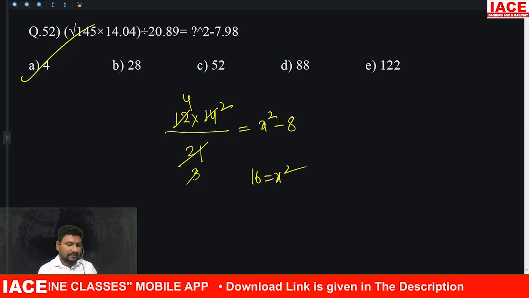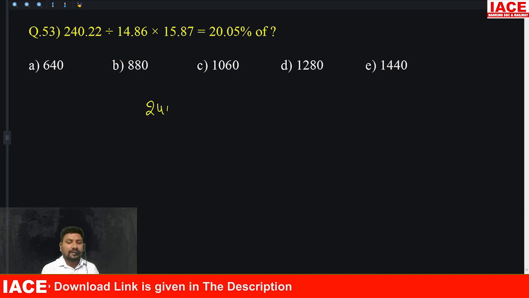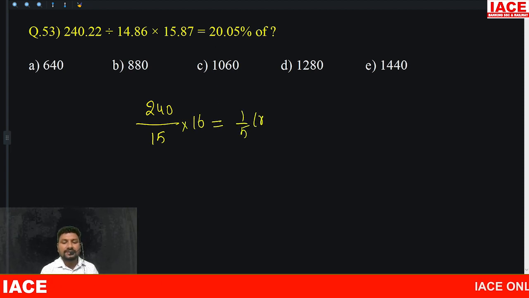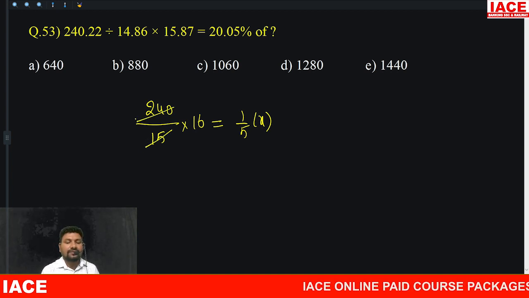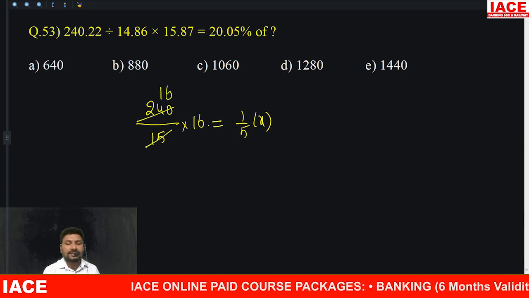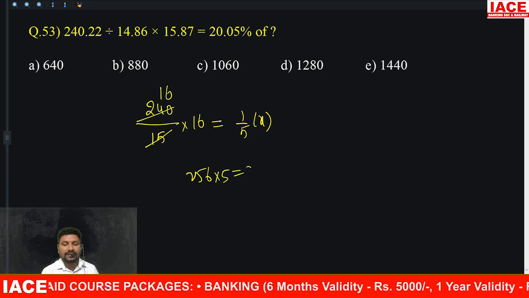Next, 240 divided with 15, 15 into 16, which is equal to 20 percent means 1 by 5. Okay, 15 to 240, how many times? 16 times. 16 15s are 240. 256 into 5 equal to x.